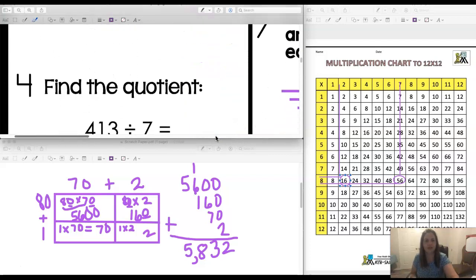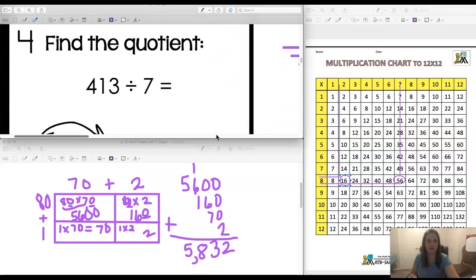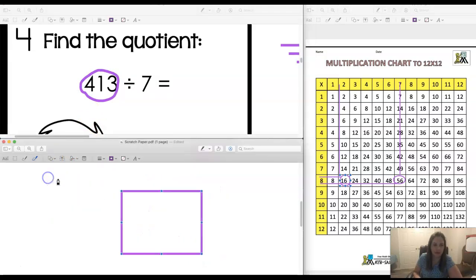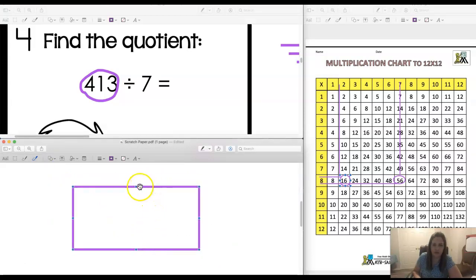Okay, question 4, find the quotient. So we're going to use an area model again, but remember, instead of finding the inside, they already give us the inside. The inside is this number right here. We're going to be finding the outside top. Okay, so I'm going to start by making another area model, and I'm going to look at my number, and I'm going to see that this number has 1, 2, 3 place values. So I'm going to write 3 place values in my area model.